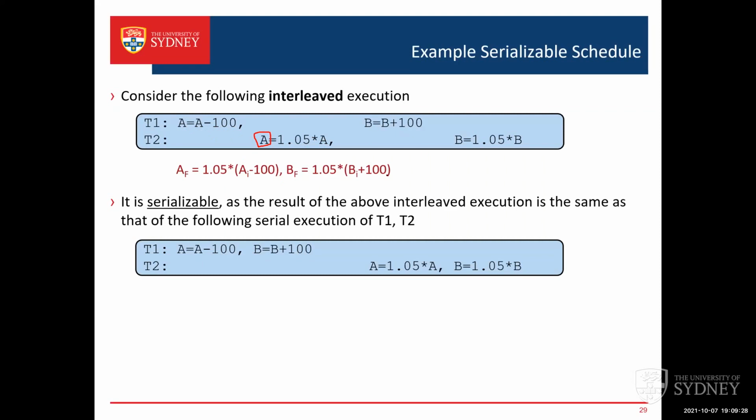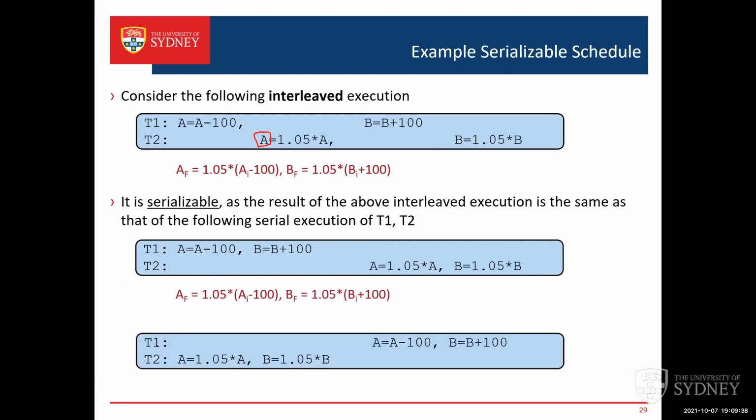And B, what is the value of B? We can figure that one out. So if we look into T1, T2 and figure out the equations, you can see the exact same equation. For the other one where I had T2 and T1, I definitely will have a different equation. Just looking into these equations, I know that this interleaved schedule is serializable and it is equivalent to running T1 and T2. Hopefully that is making sense.